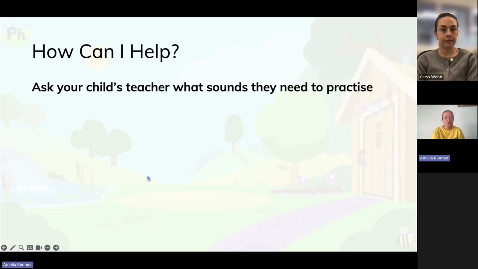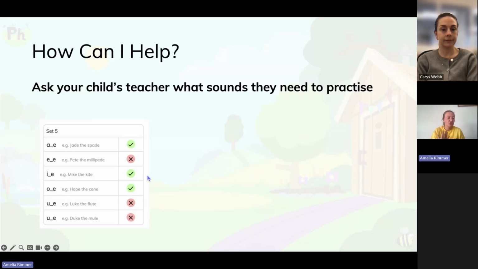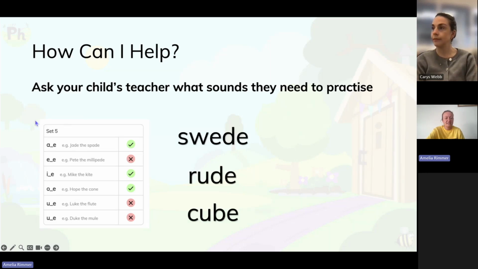You can also ask your child's teacher what sounds they need to practice. So they might give you lists which show you which sounds the children are focusing on, which of those phonemes or GPCs the children are really good at, and which ones they could do with practicing a little bit more. So here I can see that the split digraphs ones of E, U and U, with some examples there, are ones that the child needs to practice. So I might use other words with these in, like Swede, rude and cube.